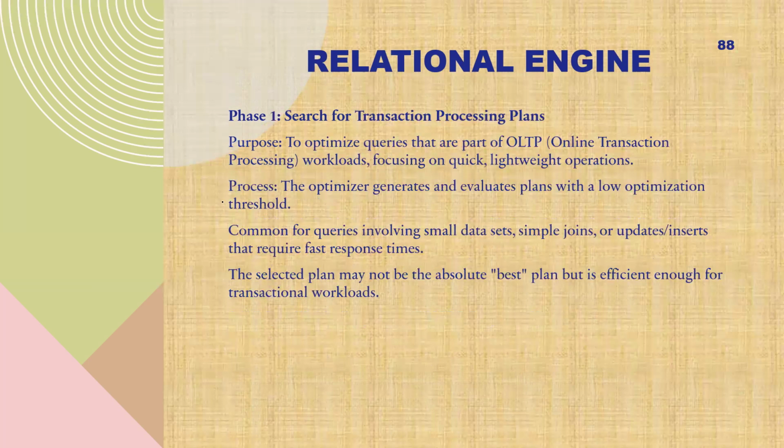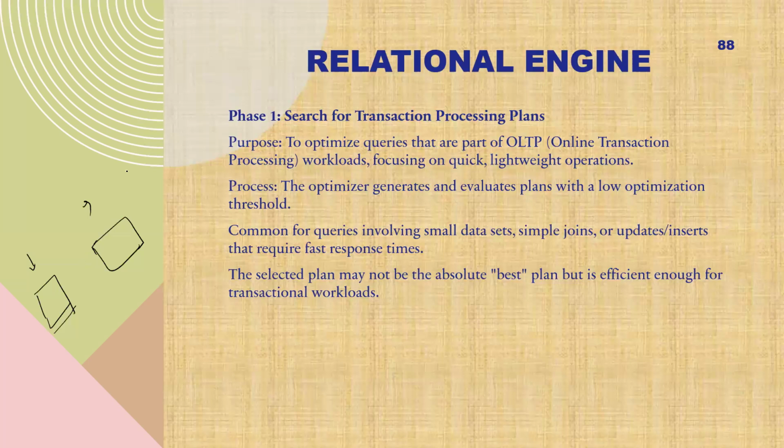So now we have phase 1. Basically, this is for OLTP transactions. OLTP stands for online transaction processing workloads. So for example, there is one query running, right? There are two possible ways. What is there in phase one? Phase one means that it will go with the fast option.